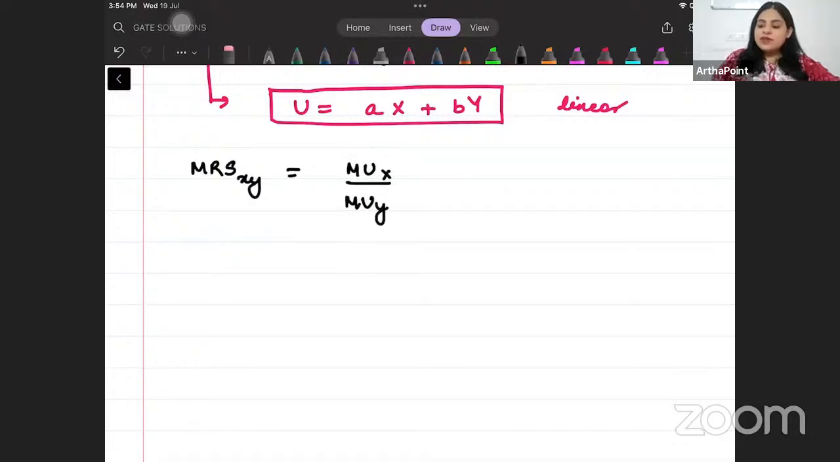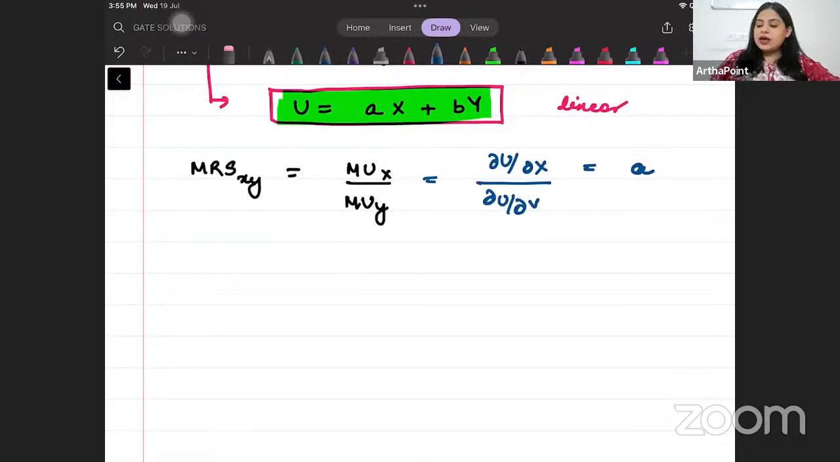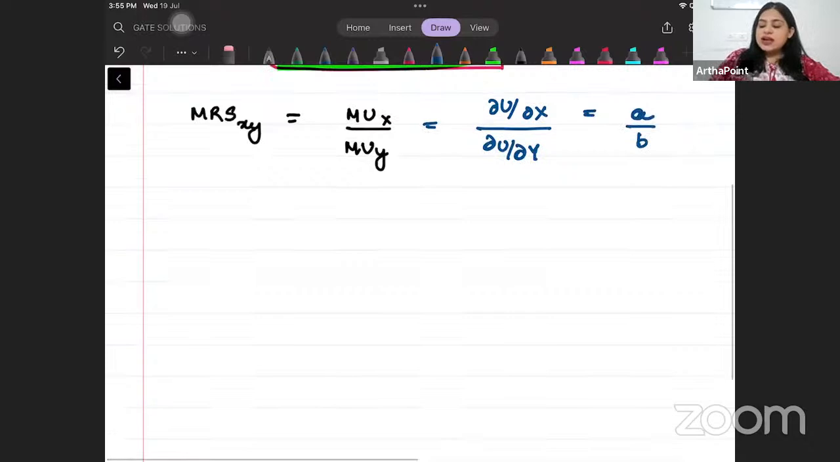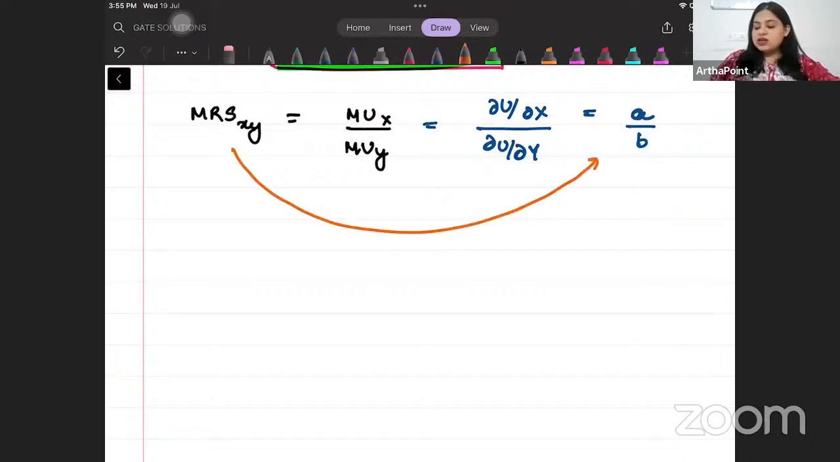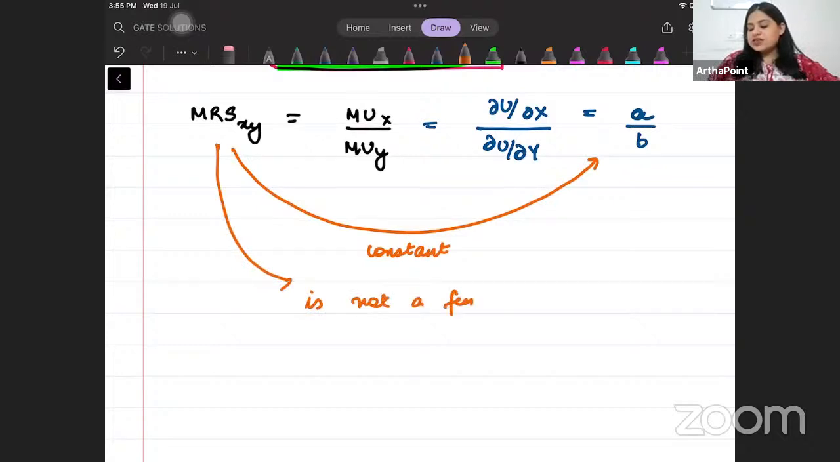तो when we will differentiate this utility function with respect to X, क्या मिलेगा? A. And when you will differentiate this utility function with respect to Y, क्या मिलेगा? B. So the property of substitute goods is that the MRS is a constant. It is constant. MRS is not a function of X and Y.